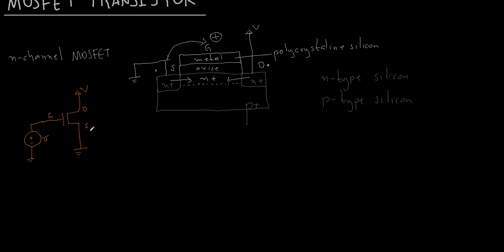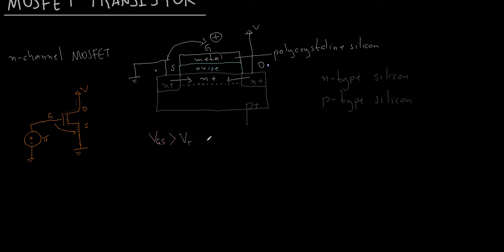Now, how does this work? What law dictates how much current is going to flow in the transistor? The first thing is the transistor will only be active if the voltage between the gate and the source, which we call VGS, is greater than a voltage VT, which we call the threshold voltage. Now let's take in this case the threshold voltage to be equal to 1 volt. And so if the voltage VGS is greater than 1 volt, then current flows.